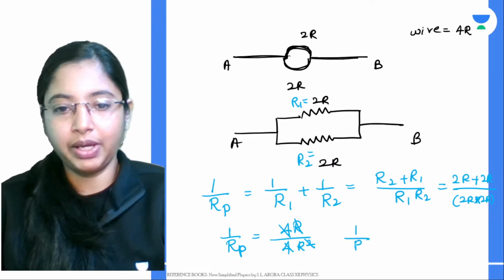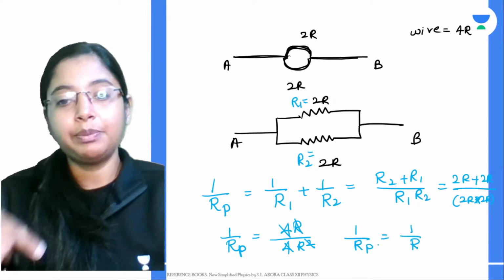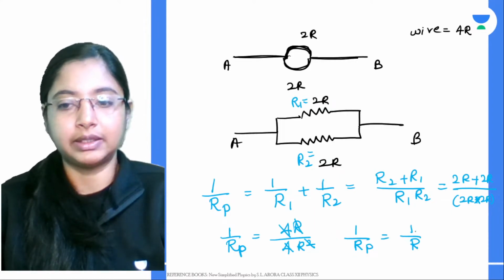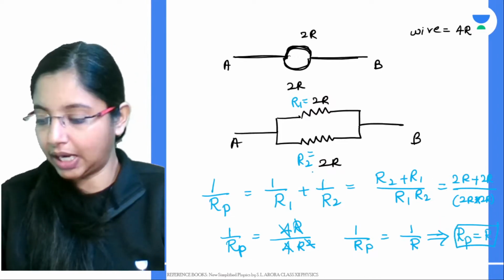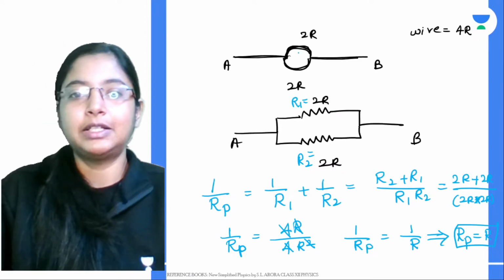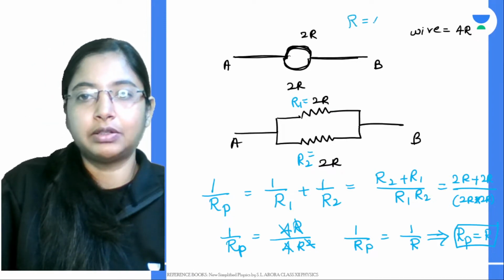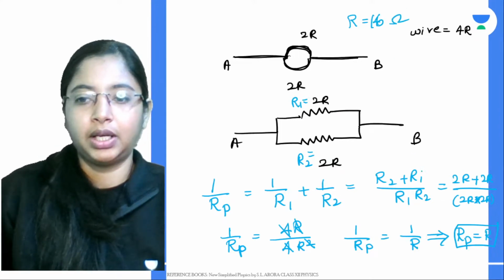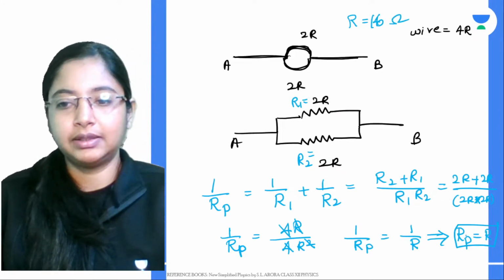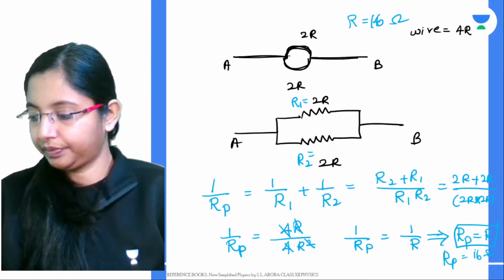So we have 1 by Rp equal to 1 by R. This is the reciprocal of the equivalent resistance, so you have to take the reciprocal over here. So Rp will be equal to R. The effective resistance for this combination will be R. And now let's say this particular R value is 16 ohms. Then in this case, our equivalent resistance will be 16 ohms.